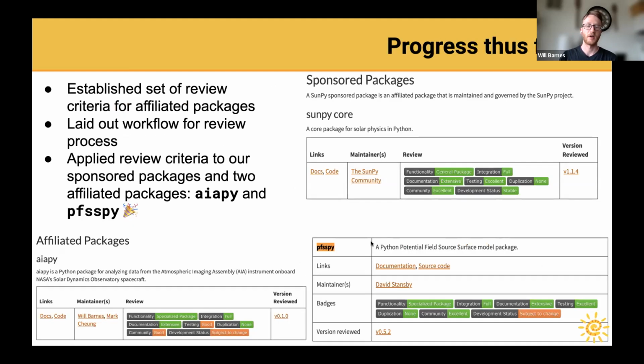So thus far, I've laid out all this in theory. So what does this look like in practice? We've established this set of review criteria for our affiliated packages, and we've laid out this workflow. And we've applied this review criteria to all of our sponsored packages. So we applied this whole review to the SunPy core package, and also to things like NDCube and DRMS that I mentioned before, things that are maintained by the project but are external to the core package.